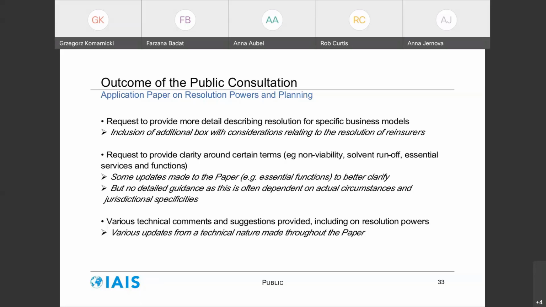A few technical comments and suggestions were provided, especially around the resolution powers, and we made updates accordingly throughout the paper. Next slide, please.